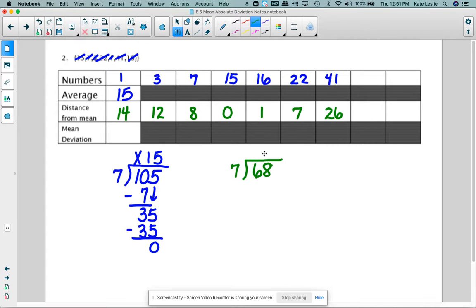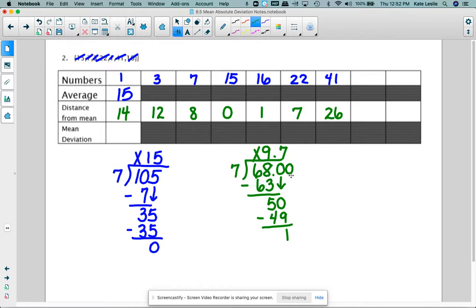So here we go. 7 can't go into 6. It's too small, but 7 can go into 68 9 times. 9 times 7 is 63. And we get a remainder of 5. From here, please don't forget to add a decimal point and a 0 and bring it down. This is just basic long division. 7 goes into 50 7 times. 7 times 7 is 49. When you subtract, 50 minus 49 is 1.